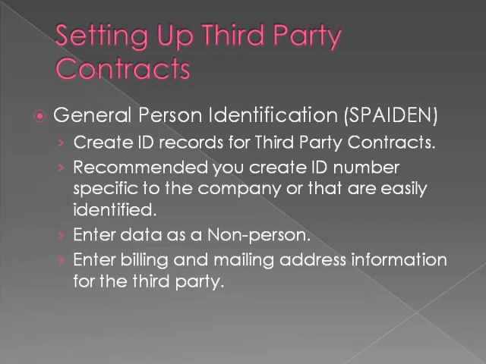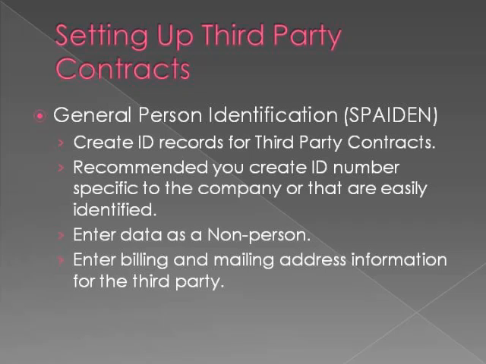Additionally, you're going to have to set up an ID for each one of your third-party contracts. And this is done in the person identification form, SPAIDEN. And you're going to create the third-party contract as a non-person. We strongly encourage that you create your ID numbers that are specific to the company or that are easily identified when searching out your companies that are actually your third parties.